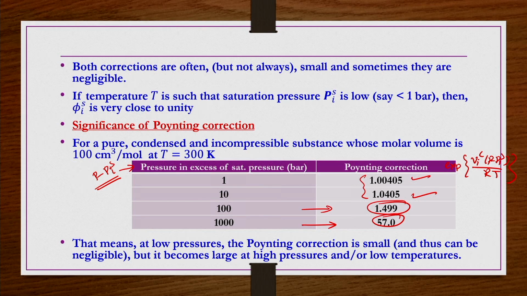That means at low pressures the Poynting correction is small and thus can be negligible, but it becomes larger at high pressures and or at low temperatures. So, in the next class we will be discussing a few problems based on the things that we have discussed in this particular lecture.